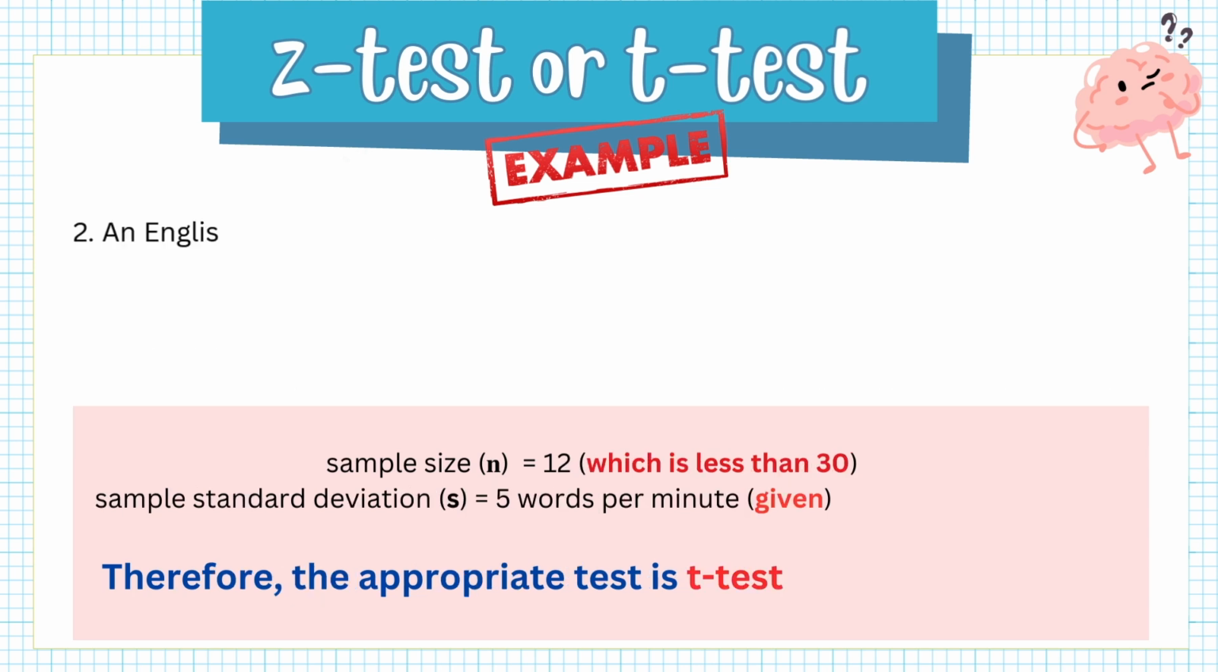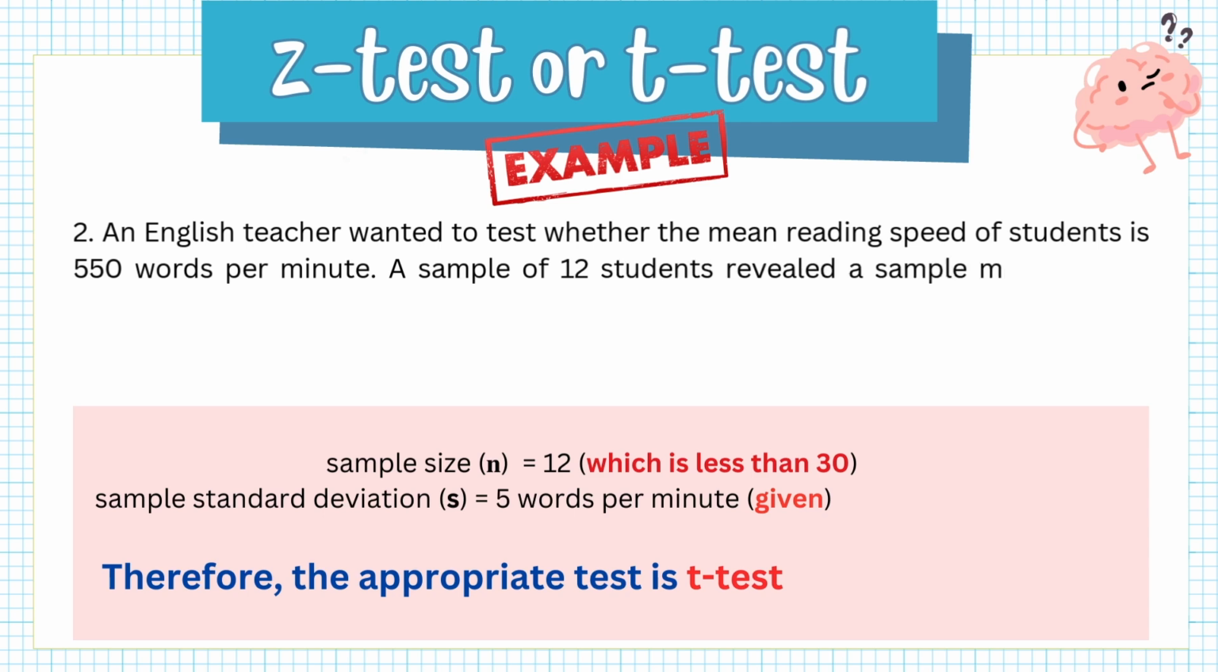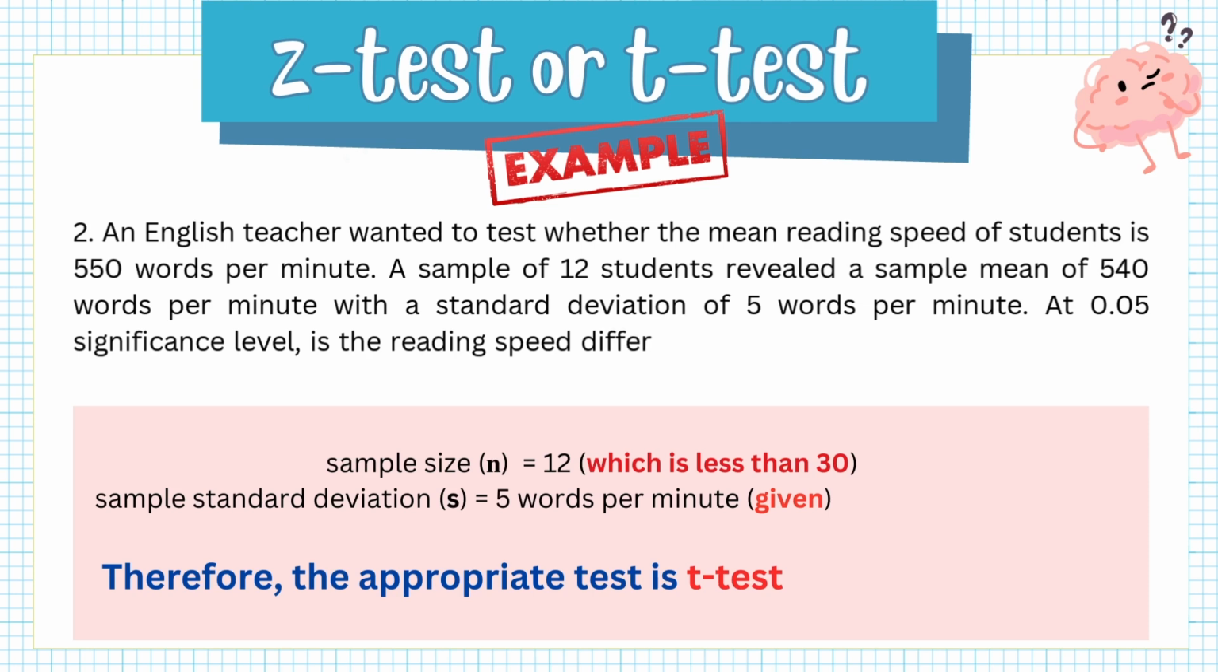Let us have a second example. An English teacher wanted to test whether the mean reading speed of students is 550 words per minute. A sample of 12 students revealed a sample mean of 540 words per minute with a standard deviation of 5 words per minute. At 0.05 significance level, is the reading speed different from 550 words per minute? What statistical test is appropriate to use and why?